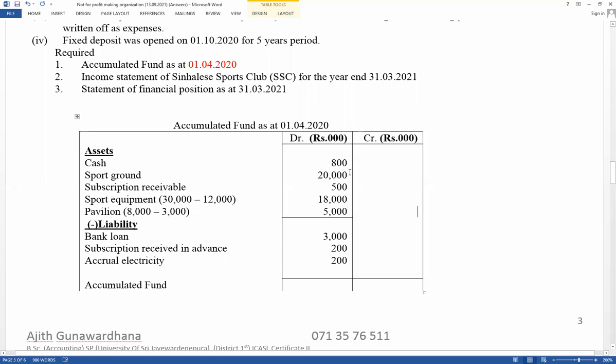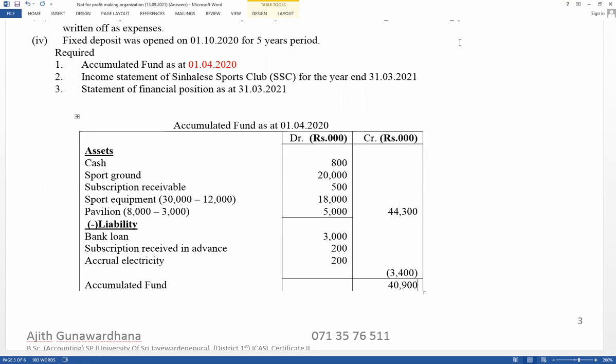Take the assets total value as well as the liability total value. Assets total value equal 44,300. Then take the liability also. Liability total value equal 3,400. Then take assets minus liability. That is the accumulated fund opening balance. Therefore, opening balance equal 40,900.